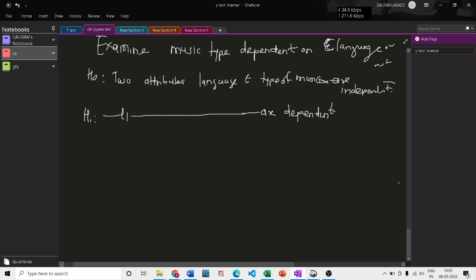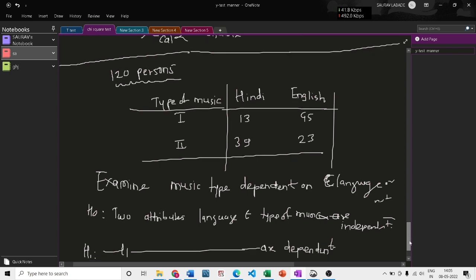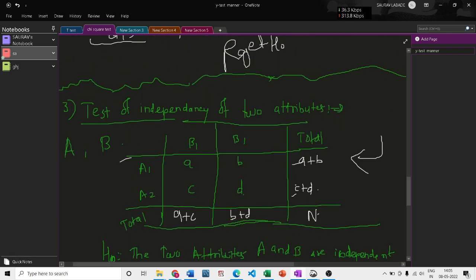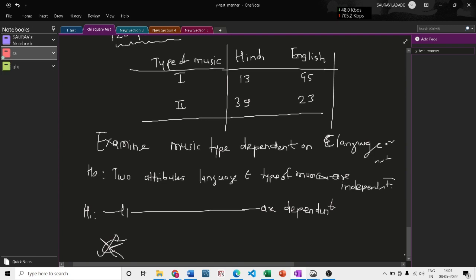So simply just use your test statistic. What is the test statistic? It is the chi-square. So firstly, what we have to find out is the sum, right? We know the values A, B, C, D, but we don't know these totals, and capital N also. So firstly, just find out those values.